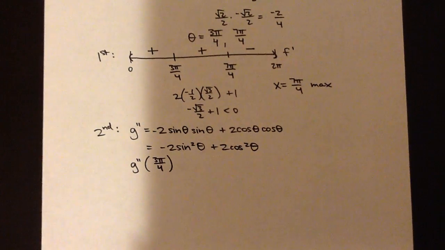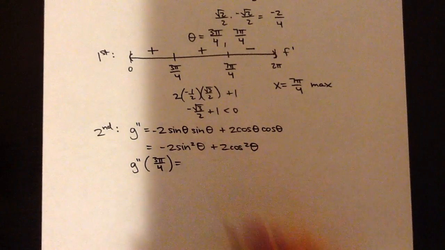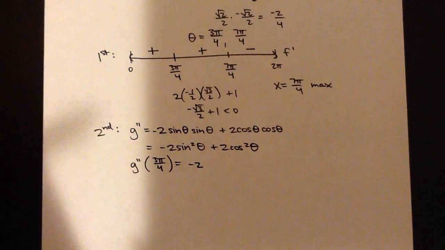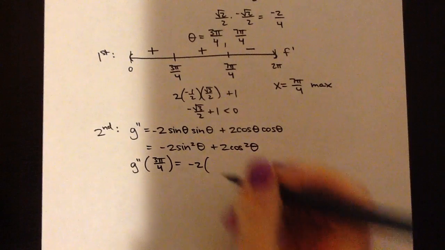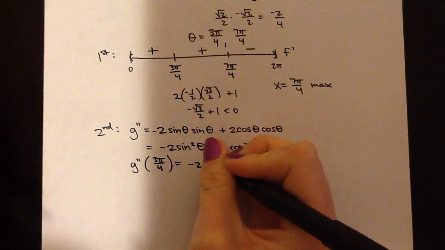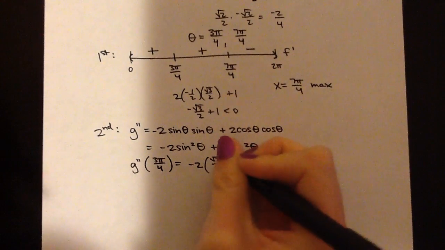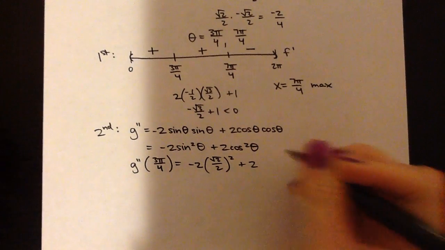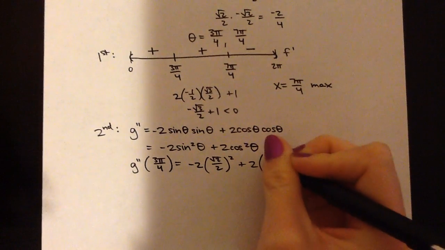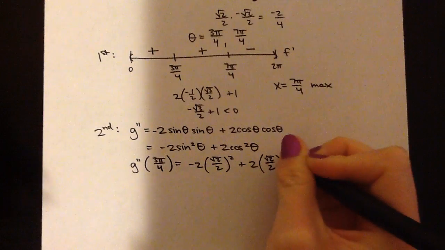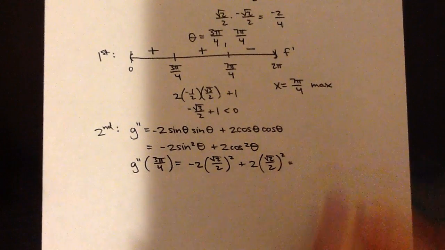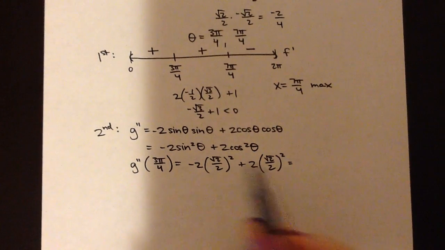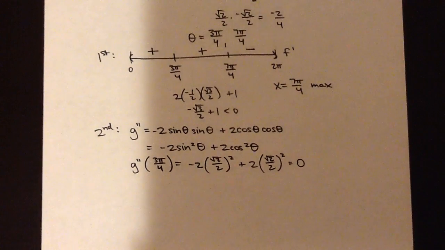So I plug in 3 pi over 4. That's the first thing. Plug in 3 pi over 4. And so I get negative 2 sine squared, 3 pi over 4 is a positive root 2 over 2, and then I square it. Plus 2, and then cosine squared comes out to be root 2 over 2 squared. Okay, so when I plug all that in, I know that these two things are the exact same, so I'm going to come out with a 0.